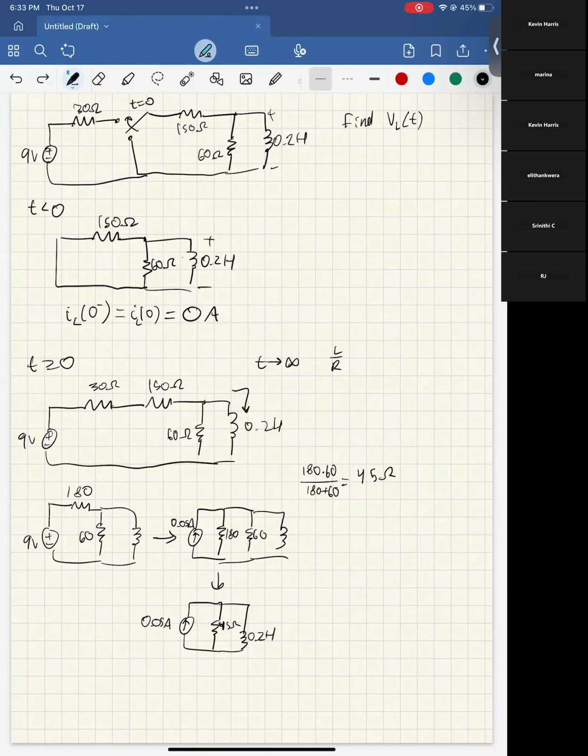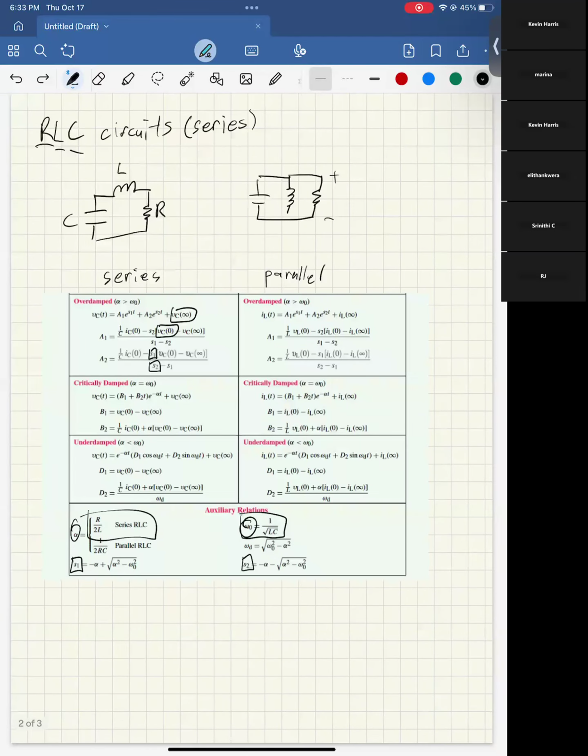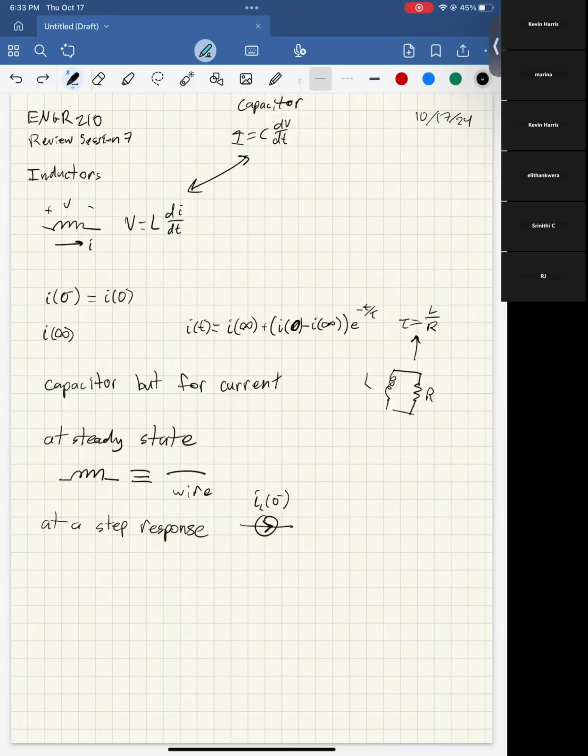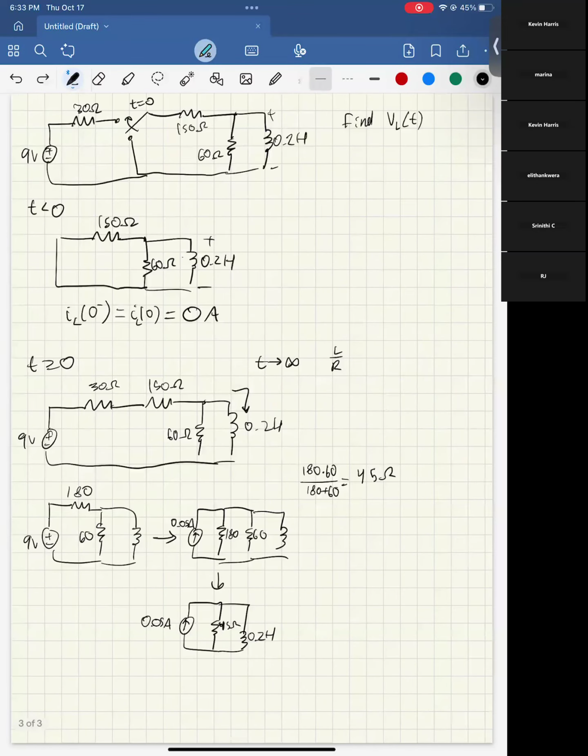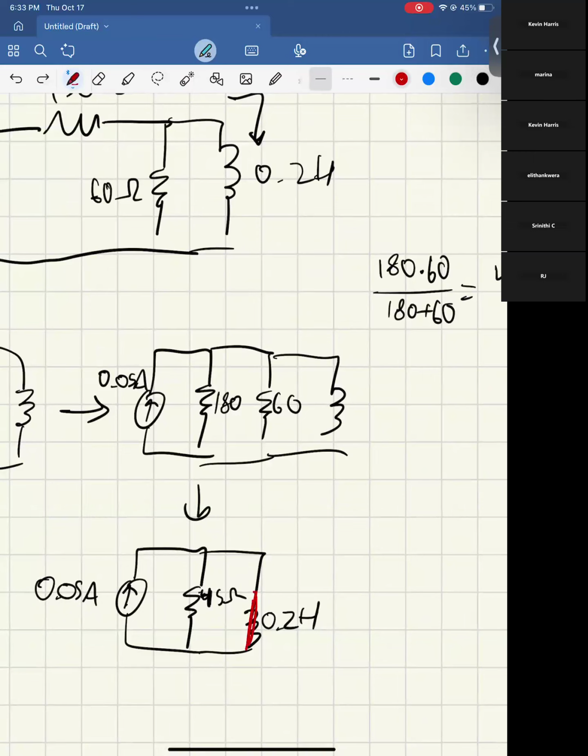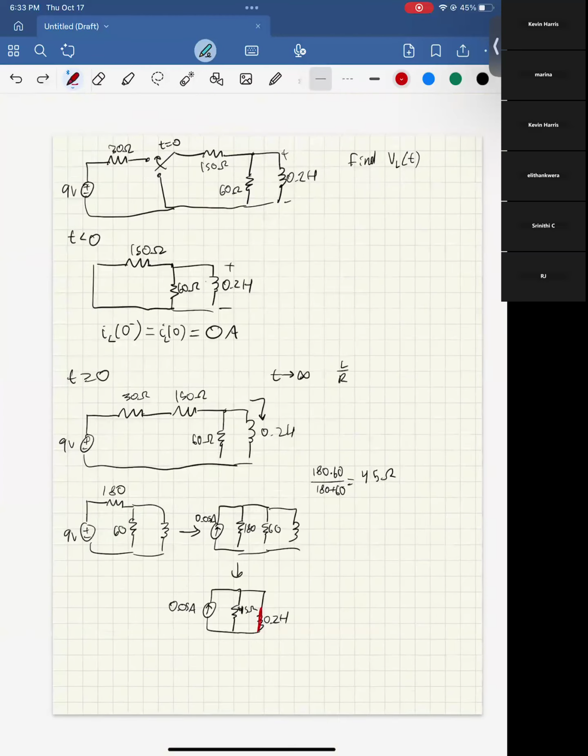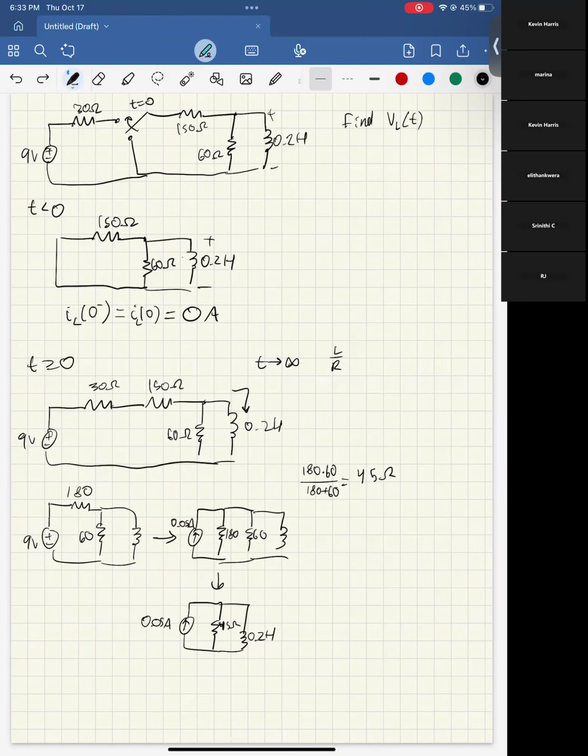So let's start with the time going to infinity. As time goes to infinity, remember, the steady state condition for an inductor is that it becomes a wire. So if this becomes a wire, then at steady state, all the current will just flow through the wire because a wire has no resistance. It'll preferentially flow through there. So that means our IL of infinity equals 0.05 amps.